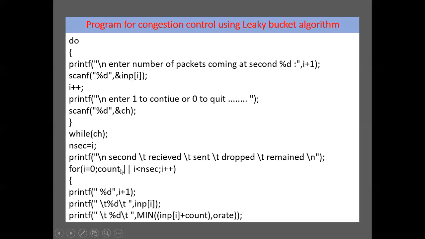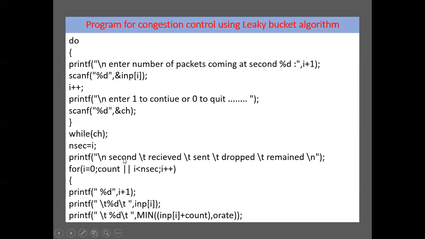Okay. For i equal to 0, and for which particular condition we need to execute this loop, it's mentioned here. So in the beginning, the count we stored is 0. This logical OR symbol, i less than n second. If i less than n second, then i plus plus. Okay. So in this case, we need to mention the values of second, received, sent, dropped, and remained. Printf percentage of d. Here, first we are printing the second.